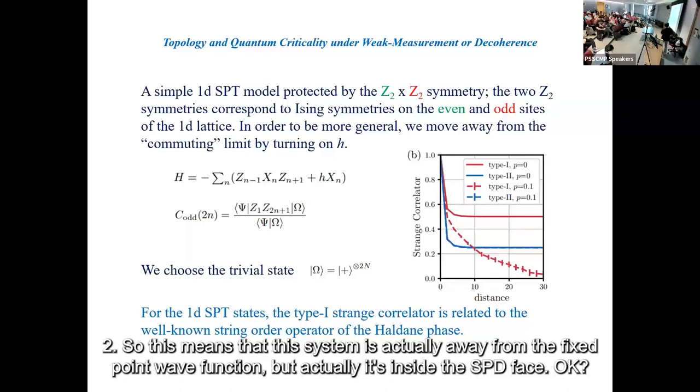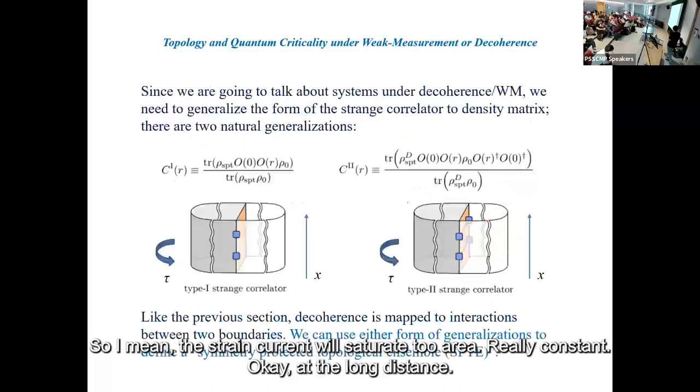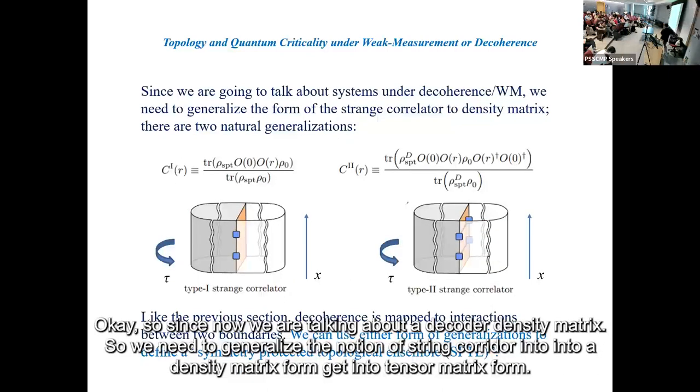Okay, so the strain correlator will saturate to a constant at a long distance. Since now we are talking about a decoherent density matrix, we need to generalize the notion of strain correlator into density matrix form.